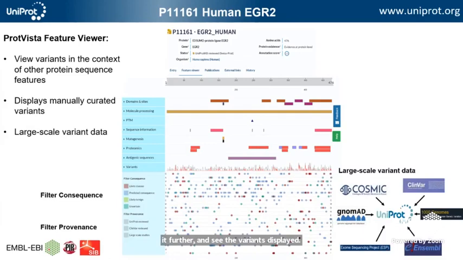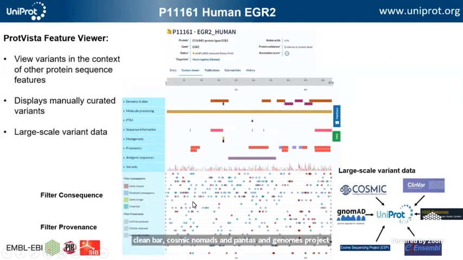So the variants view maps variants on a matrix with the sequence position on the x-axis and the amino acid changes on the y-axis. Here you will find manually curated variants as well as variants coming from large-scale sources. The large-scale variant data is imported from a variety of resources to complement the set of variants captured from the literature by our curators. And these resources include ClinVar, Cosmic, gnomAD, and 1000 Genomes Project.